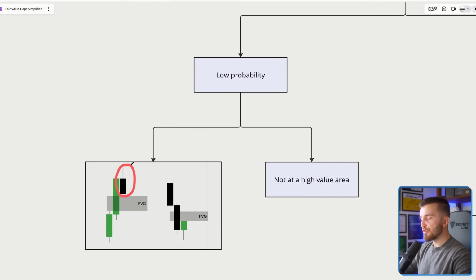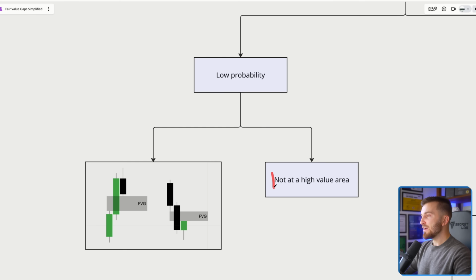There's 2 low probability fair value gaps. Number 1 is when the third candle is opposite to the direction of the fair value gap, which means a bullish fair value gap in which the third candle is bearish is a lower probability fair value gap. The same thing when a bearish fair value gap is formed after a third bullish candle. And the reason why is because we want to see strong bullishness in the market. And the third candle being a bearish candle shows that bears are starting to take over. So therefore, this is a bullish fair value gap not to be trusted.